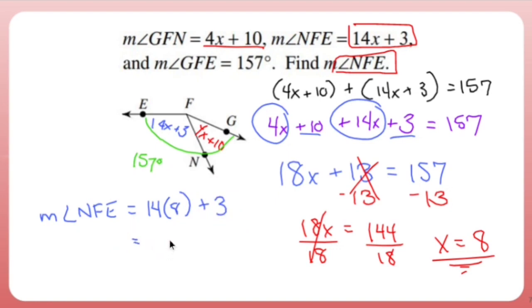14 times 8 is, of course, 112. Again, I didn't ask Siri and pause the video. I just did it in my head. 112 plus 3 means the measure of angle NFE. I keep wanting to write NFL, but I didn't.